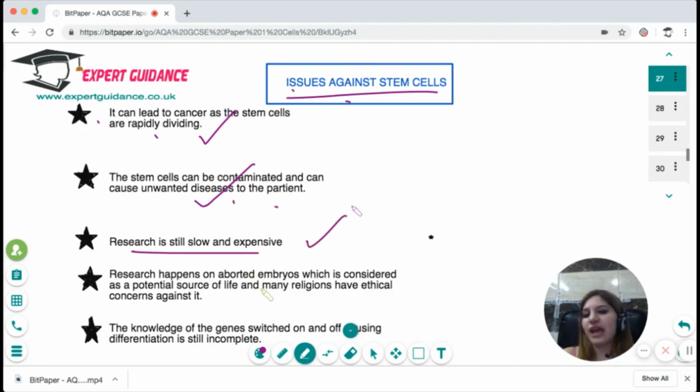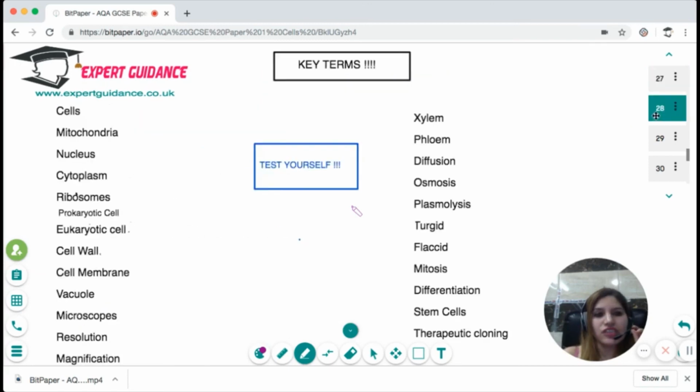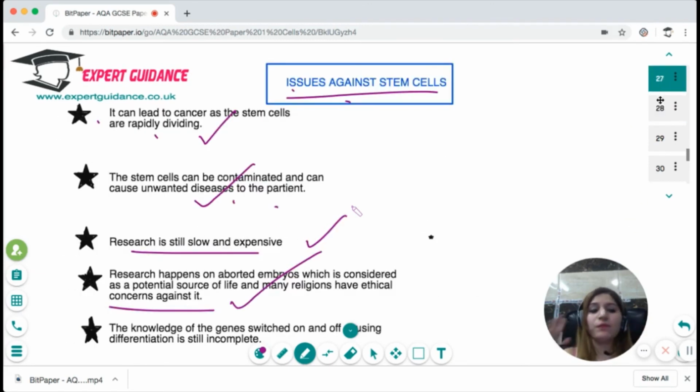The research happens on aborted embryos, which are considered a potential source of life, and many religions have ethical concerns against it. And the knowledge of cell specialization, what genes get switched on and off on differentiation, is still incomplete. Okay, so I hope we have covered this topic in much detail, and I have tried to cover the maximum of your specification.